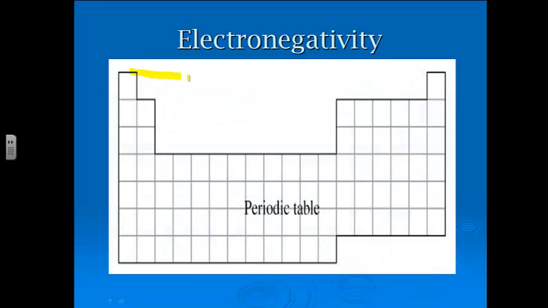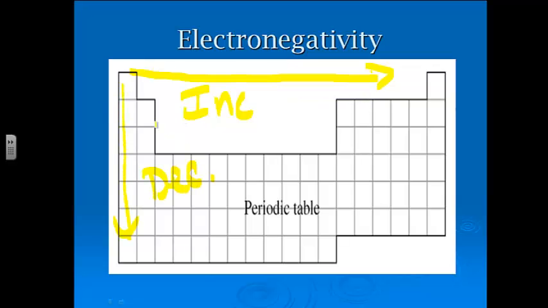And last but not least, you've got that same trend that we drew for ionization energy as well as electron affinity, and that's going to be that it's going to increase as you go from left to right, and it's going to decrease as you go from top to bottom. Okay, I hope that helped.